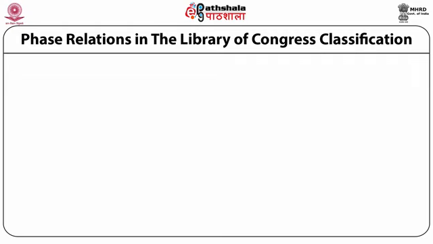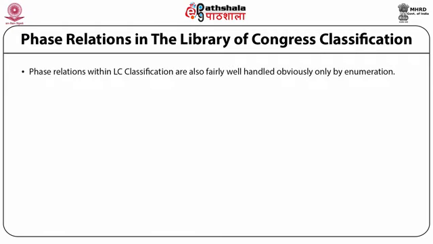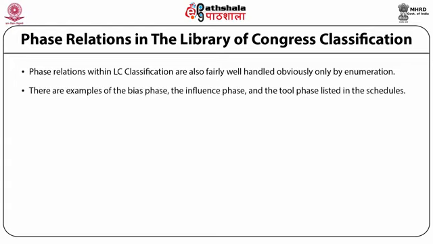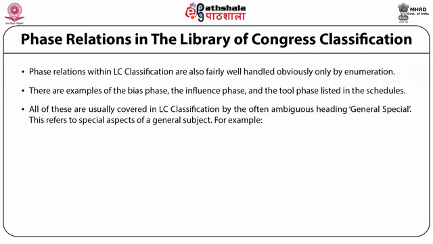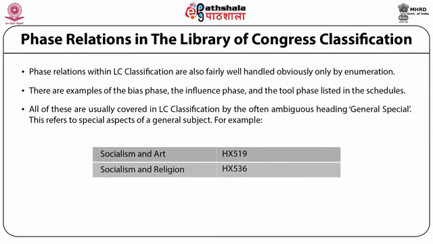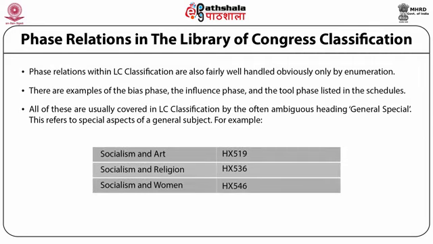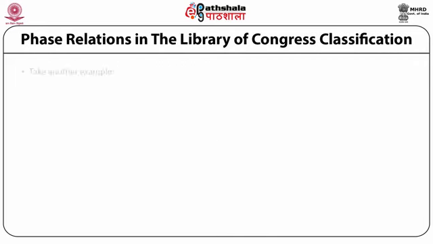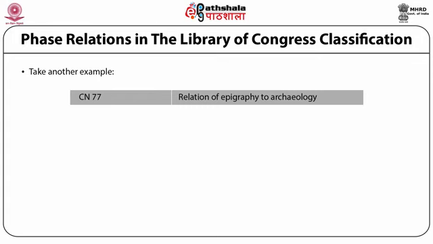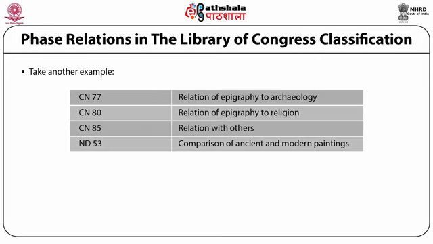Phase relations in the Library of Congress classification. Phase relations within the LC classification are also fairly well handled, obviously only by enumeration. There are examples of bias phase, influencing phase, and tool phase listed in the schedules. All these are usually covered in the LC classification by the often ambiguous heading general special, and this refers to special aspects of a general subject. For example, socialism and art, socialism and religion, socialism and women have been given their enumerated numbers. And take another example, relation of epigraphy to archaeology or relation of epigraphy to religion have also their separate numbers enumerated in the LC schedules.